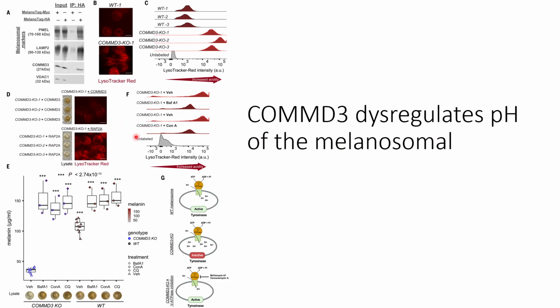Thereafter they also checked the melanin content in these different knockouts, and they can see that whenever they introduce BAF-A1 or CON-A1, there is an increase in the melanin content, or the pH is restored. They also used one more case in which they introduced chloroquine. Chloroquine also helps in restoring the pH of endosomal organelles such as lysosomes and melanosomes, and they can see that the pH has also increased.